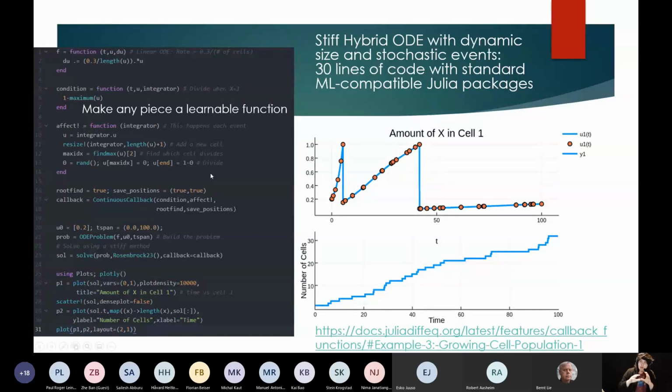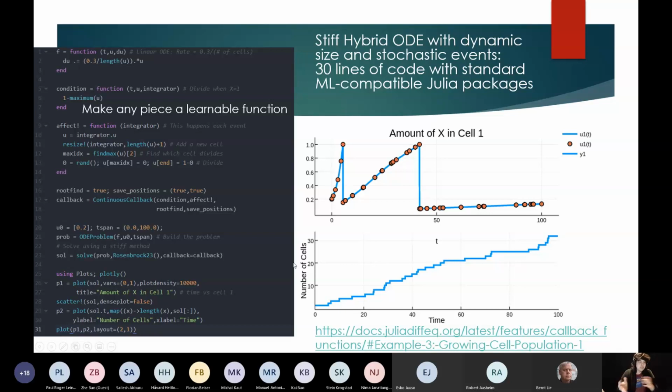Because whenever you have these hybrid events, whenever an event occurs, you're actually changing the number of ODEs that you're solving. And so here's the number of ODEs over time. The number of ODEs starts at 1 and goes to 30-something. You can look at the amount of protein in a given cell over time, which is just the value in protein 1, which goes up, it splits, and then it has a second split. Then all the other splits happen from other terms.